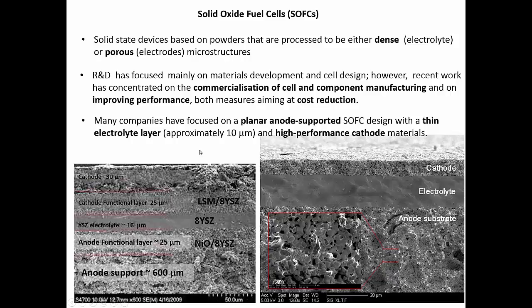So in the case of R&D now, sometimes we've got more than the three layers associated with the cathode, the electrolyte and the anode. We have these interfacial functional layers at the cathode and the anode to help with cell performance.